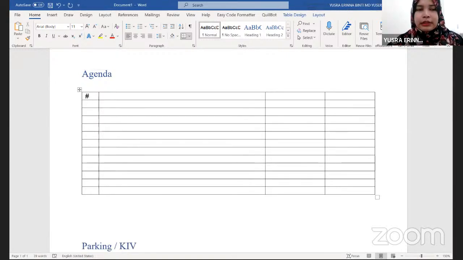Okay, that's just the function. Okay, and then you can put item, and then you can put owner over here, and the last will be due date. Okay, due date. Oops, sorry.